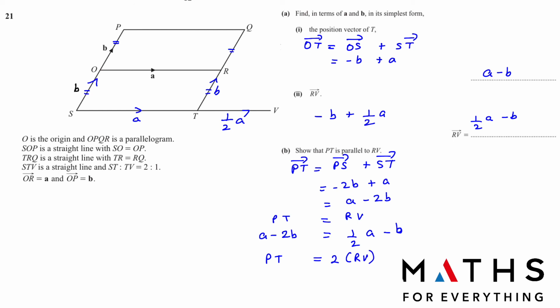Let me show you how. So we have a minus 2b here. And if I write 2 times half a minus b, this is our RV and this is our PT. 2 multiplied by half will give us a, and 2 multiplied by negative b will give us minus 2b, so a minus 2b, which is the same as PT.